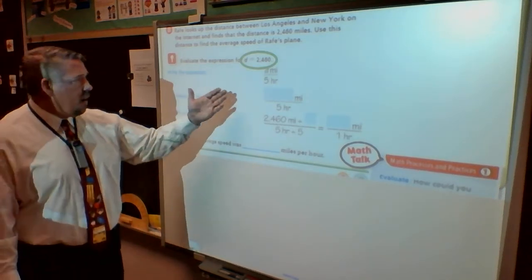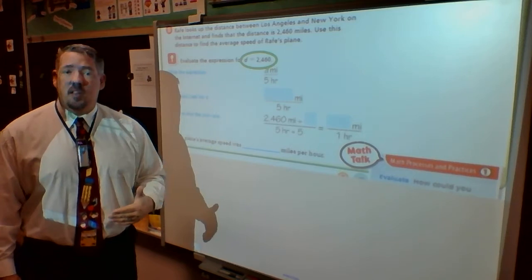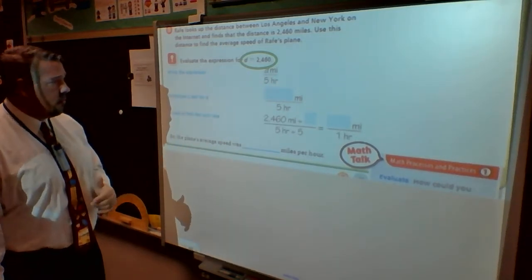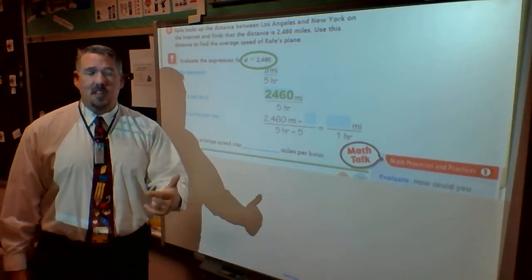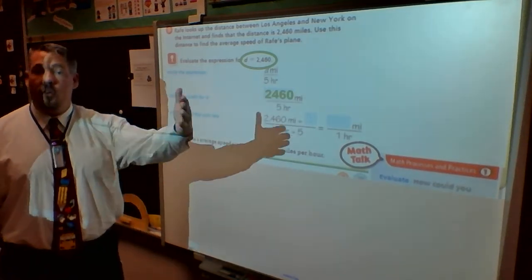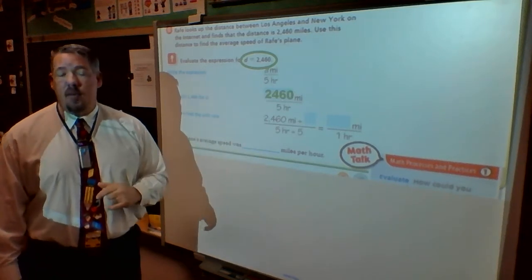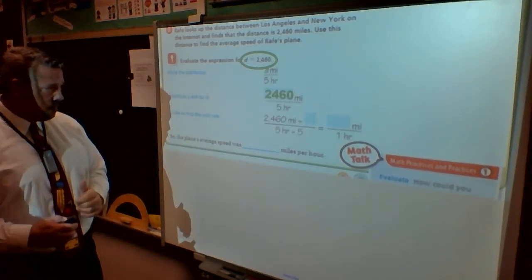So as I'm filling it in, I'm told what D is. So I'm being told what the second term in my math problem is going to be. So I'm going to take 2,460 miles, which is how far the plane flight was, and divide it by 5, which is how long he was in the plane.